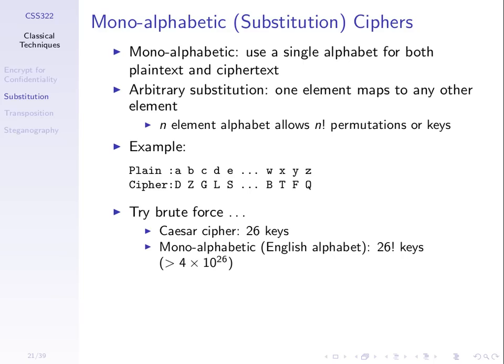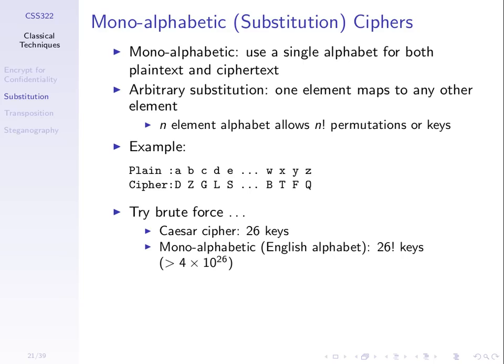What is the key in this case? The key is this list, which tells us which input letters map to which output ciphertext letters. So I could write the key is this list of 26 values. Of course, we can use a different key.